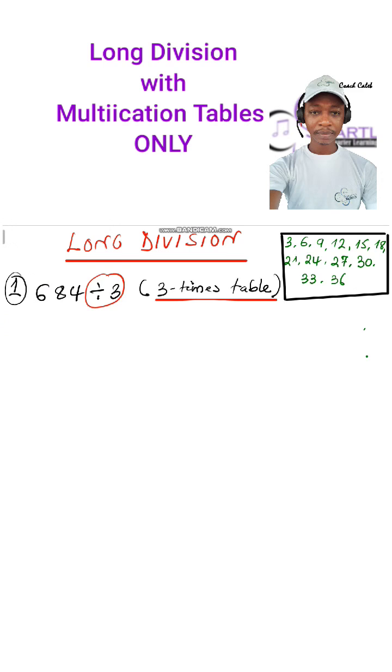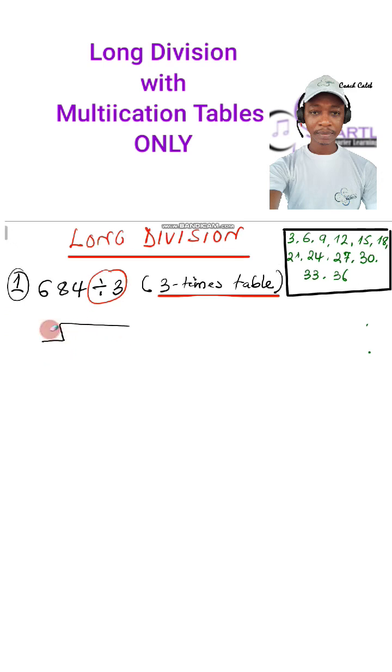So this time we're working with the 3 times table. That's what divided by 3 means. So we set out our problem in the normal long division format, like that. The divisor is the number we're using to divide, so the divisor in this case is 3. That 3 stays outside here. And the number that is being divided is called the dividend. So that number stays under the roof right here, 684.